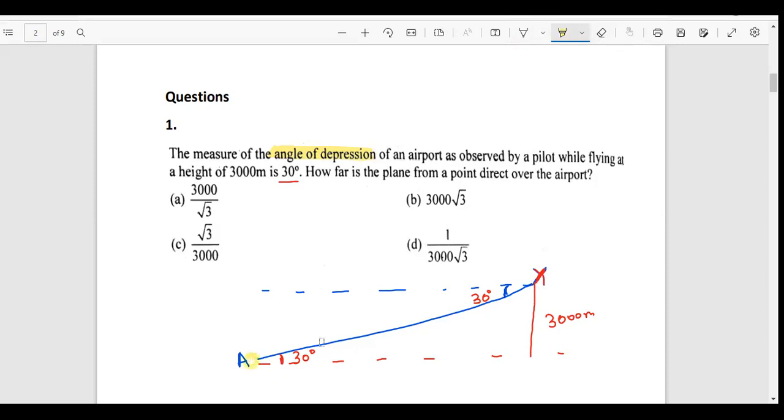This is your airport, this is your plane. This would basically be at this point if it were on the ground, but right now it is 3000 meters above. This means that you need to find this length right here. You have to find this length. This x is what you need to find. Please tell me if we are good with this or not.